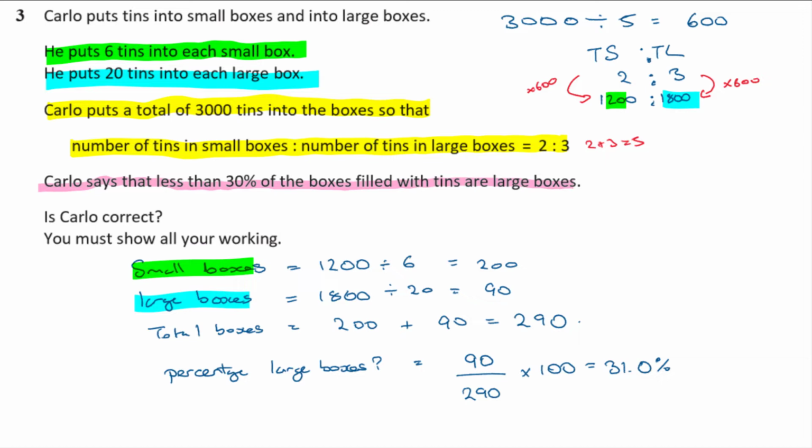So Carlos says that less than 30% of the boxes filled with tins are large boxes. Actually, it's 31%. So actually, Carlos is incorrect, isn't he? Carlos is wrong, as 31.0% exceeds 30%. Okay, he said it would be less, it's more.